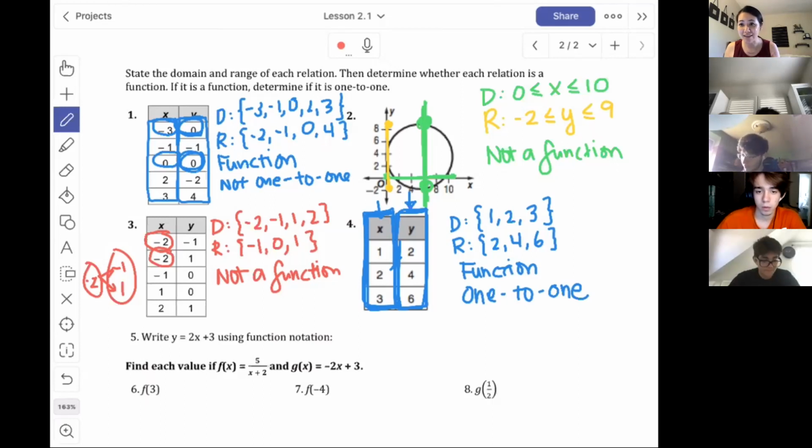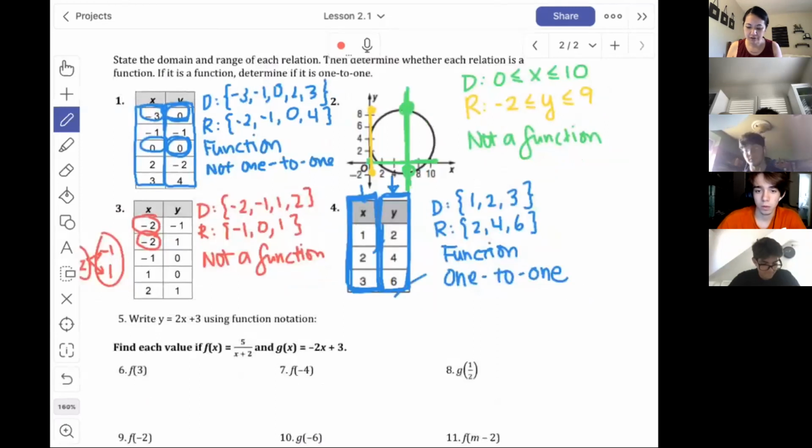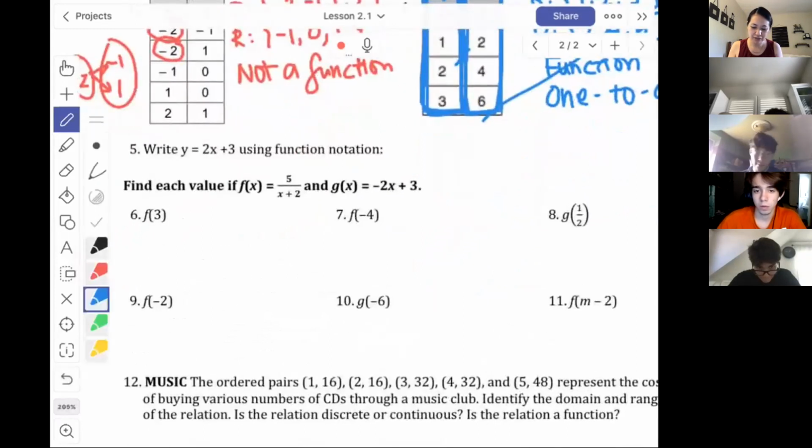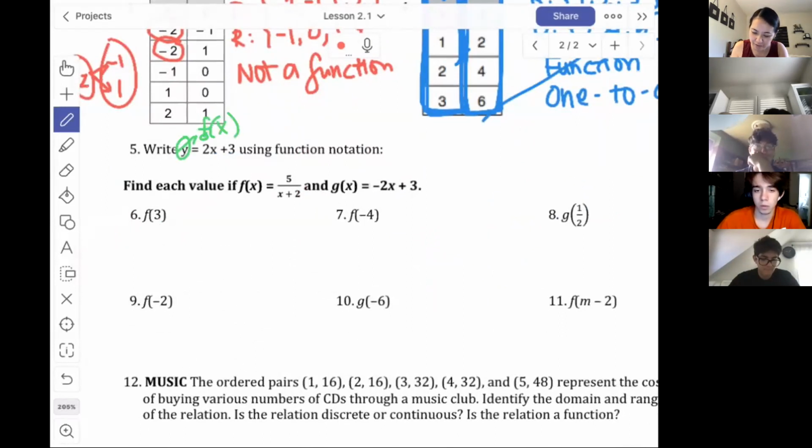Okay, let's get to our last section here, guys. Our last section is what's called function notation. Function notation, number 5, really quick. If I wanted to write this in function notation, it's really simple. You just replace the y with an f of x. So this is just f of x is equal to 2x plus 3. And that's what that looks like in function notation.